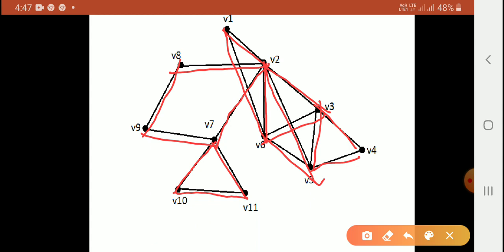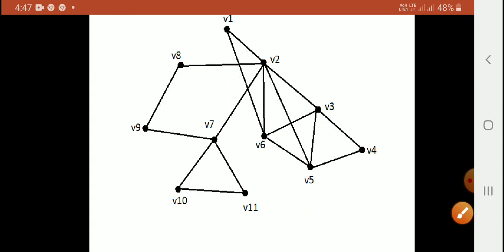So here the circuit is closed. We start with V2 and we end with V2 again, and we cover all the edges of this graph. No edge is repeated. All the edges of the graph are contained in this circuit. Therefore this graph is called an Eulerian graph. Okay, this is an Eulerian graph.